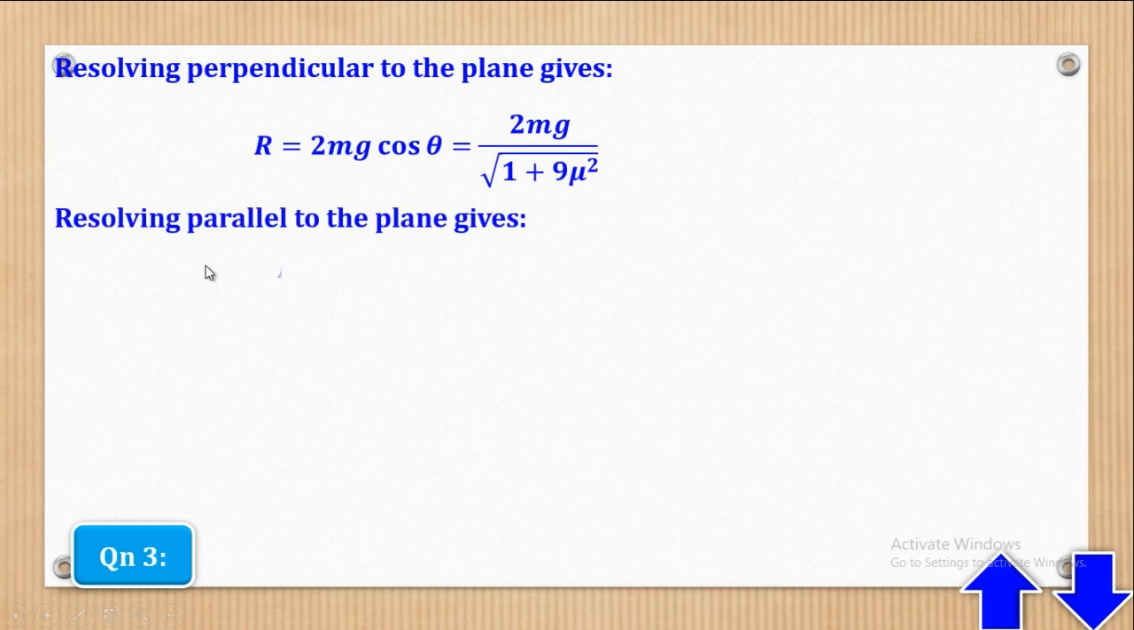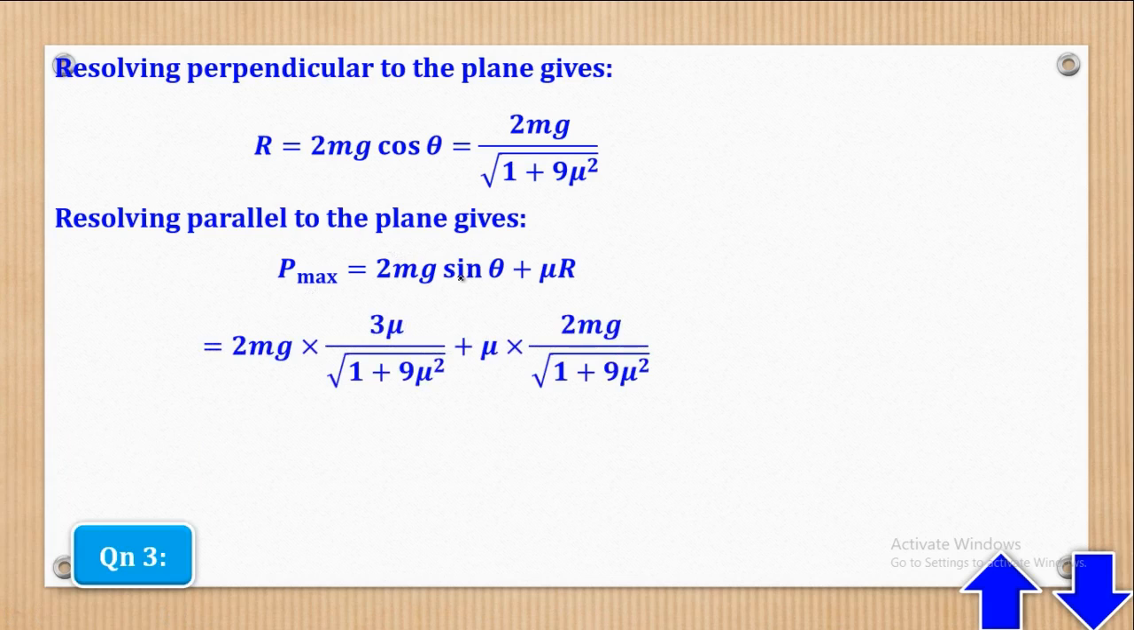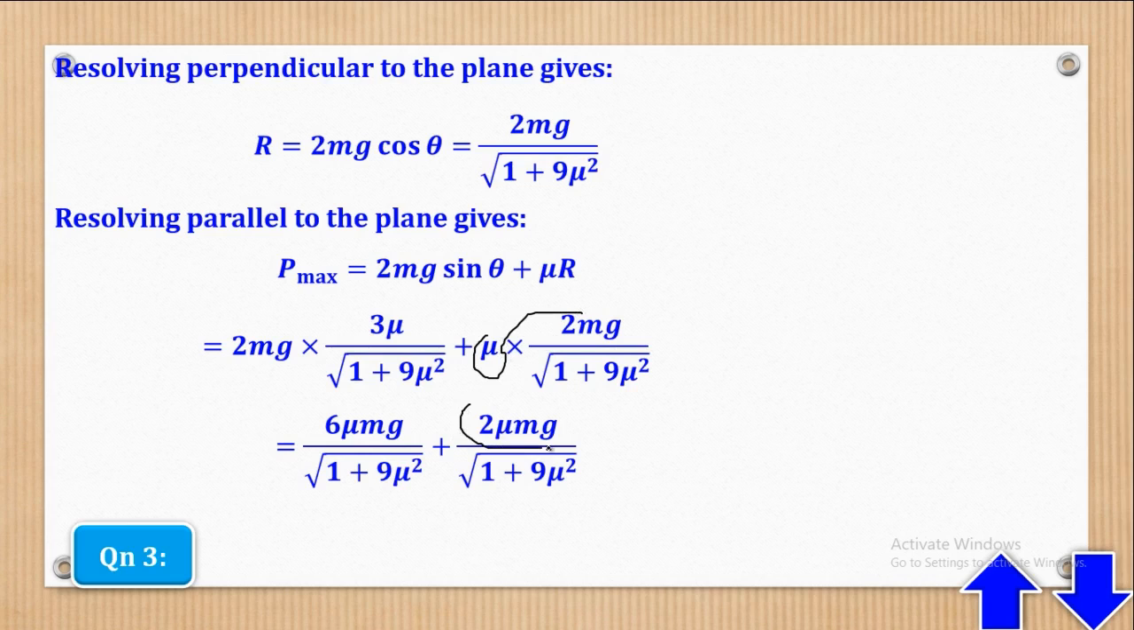So parallel to the plane, I'll come up with P max being equal to 2 mg sine theta plus mu R. So when I substitute for sine theta and for R, sine theta I'll put there that, and R I'll put there that. So mu is there, and this 2 mg is there. When I simplify, I'll come up with this. So this mu with this will give me 2 mu mg, and this 2 mg by this 3 mu will give me 6 mu mg. Then I realize that the denominators are the same, therefore I'll just add the numerators to come up with 8 mu mg over root of 1 plus 9 mu squared as required.